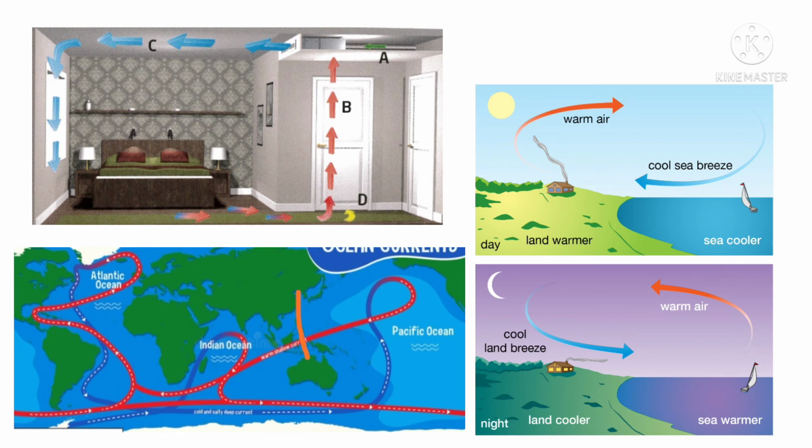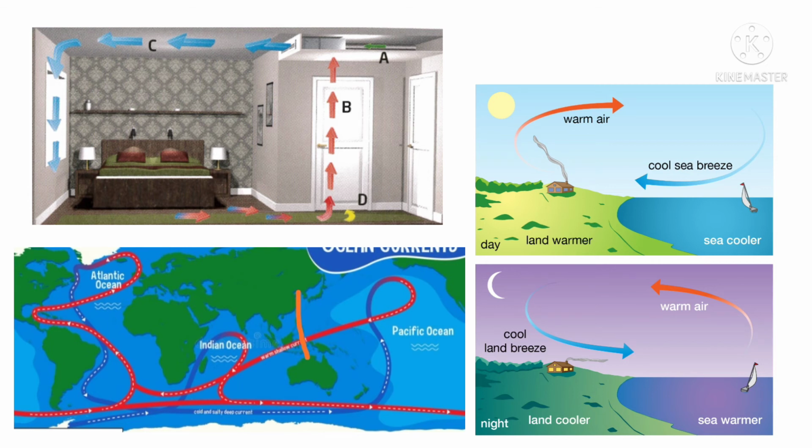The convection current from the land to the sea is called land breeze. What is land breeze? The convection current from the land to the sea is called land breeze. Note my words in any notebook, it will help you out.